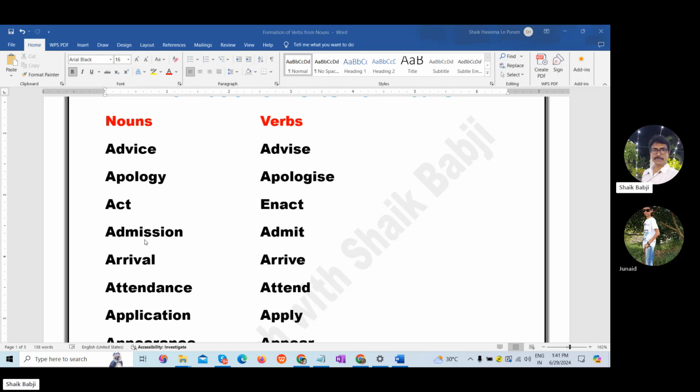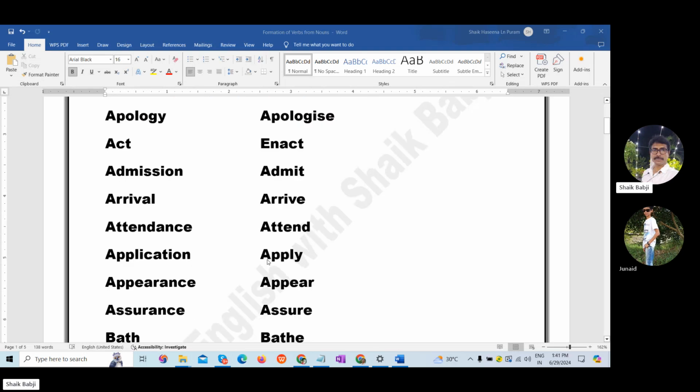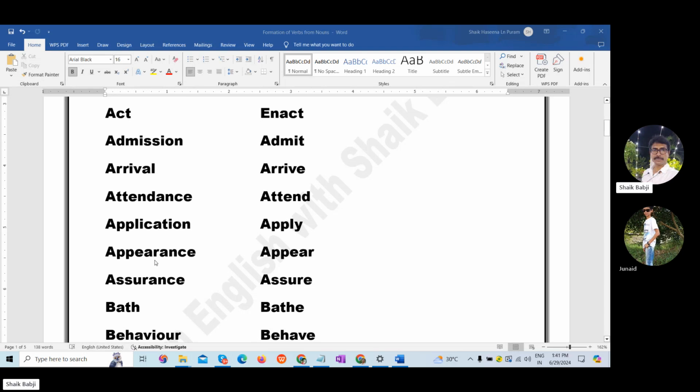Admission, noun form, and the verb form is admit. Arrival is the noun form and its verb form is arrive. Attendance, verb form is attend. Application, verb form is apply. Appearance, verb form is appear. Assurance, verb form is assure.